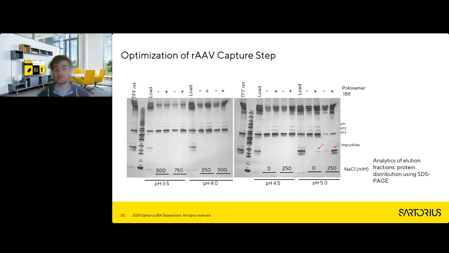We also did an SDS-PAGE to see our protein impurity profile, actually protein profile, and we see that with pH 3.5 and 500 millimolar salt, we mostly see the capsid proteins and not much else. And if the pH is too high, we also receive protein impurities inside our sample.